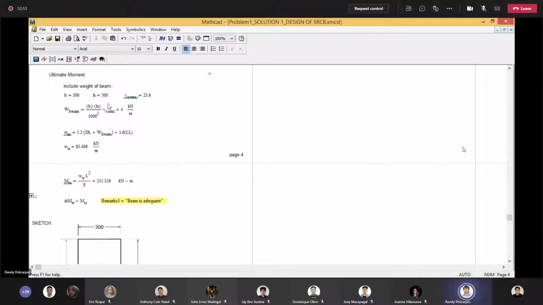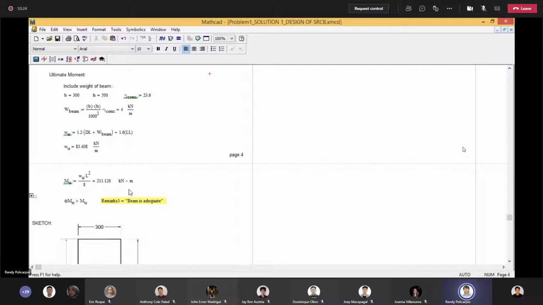So ito ngayon yung computation natin. Ang weight ng beam natin per unit length is 4 kilonewton per meter. Okay? So it will be added sa dead load, dahil dead load yan. Multiply natin ng 1.2. Then yung live load natin 1.6. This is now the final load that is acting on our beam. Okay? So included ngayon yung weight ng beam natin.